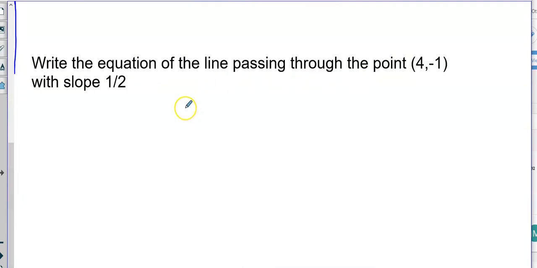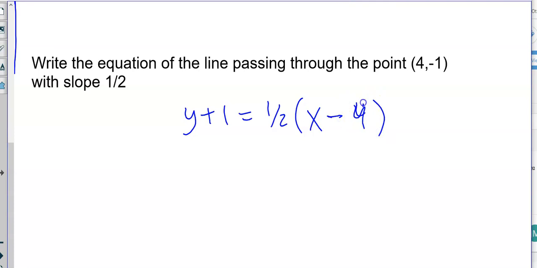So we just plug into the formula. It'd be y minus y1, which is minus negative 1, which is like plus 1, equals 1/2, which is the slope, times x minus x1, which is 4. And you have your equation.